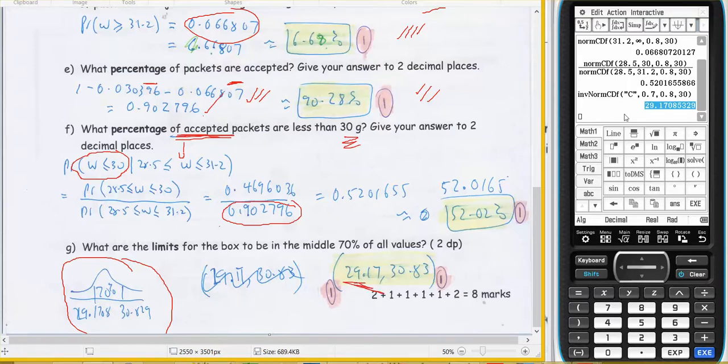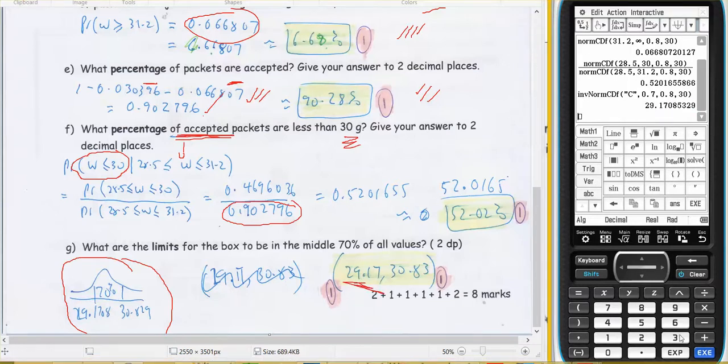So if I take that number and I go 30 minus that answer, which is that, and then if I add 30 to that, should give me my upper limit, which should be 30.829, which is 30.83.